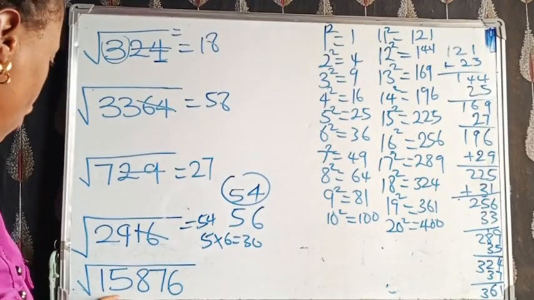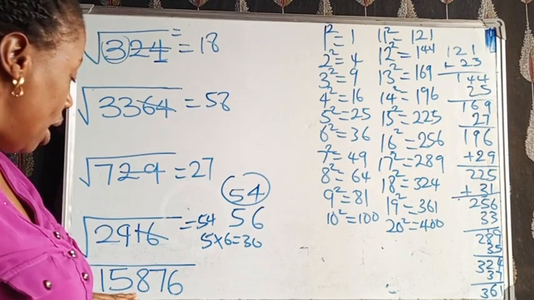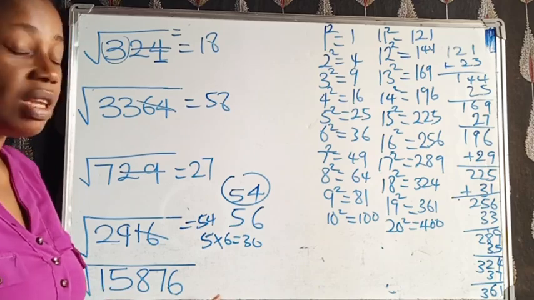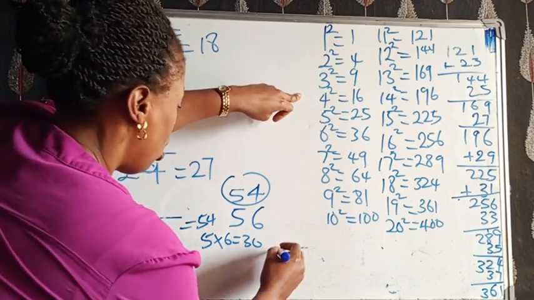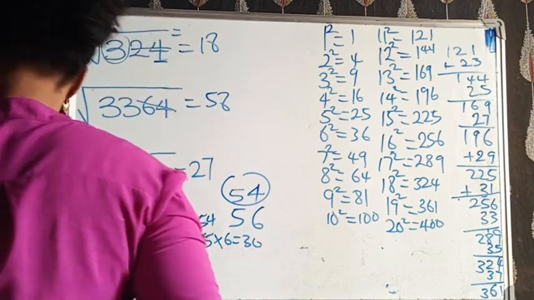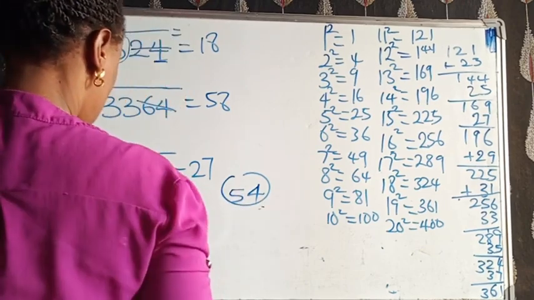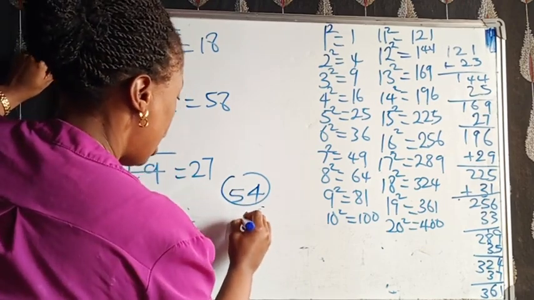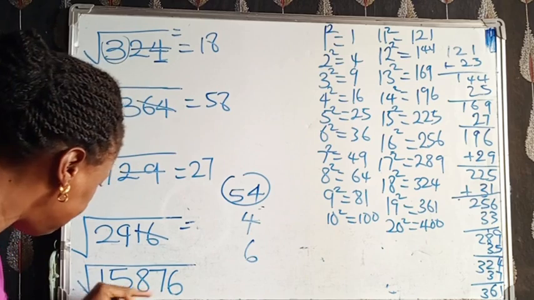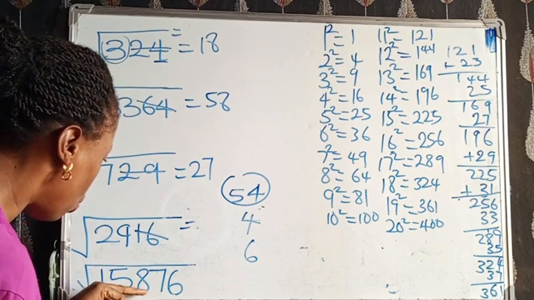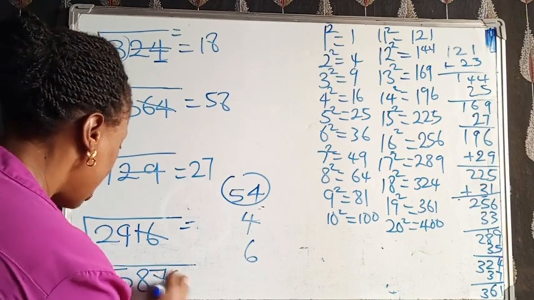Now, let's come over here. This is 1, 2, 3, 4, 5 digits. For these 5 digits, we repeat the same thing we did here. The number that will give us 6 is 4. That is 4 and 6. So since you have found 4 and 6, you cancel this one.